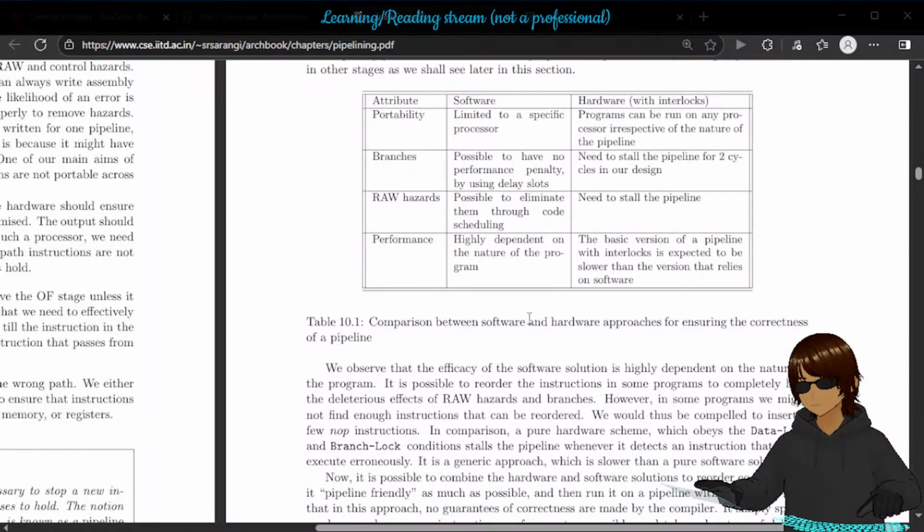Comparison between software and hardware approaches for ensuring correctness. Software: portability limited to a specific processor. Hardware: programs can be run on any processor irrespective of the nature of the pipeline.